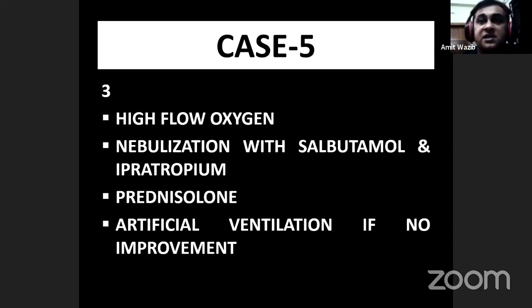So this is the answer. That is, acute severe asthma is treated with high flow oxygen, nebulization with salbutamol and ipratropium, and prednisolone. And when these measures fail to control or improve the symptoms, then you have to go for ICU admission and artificial ventilation.